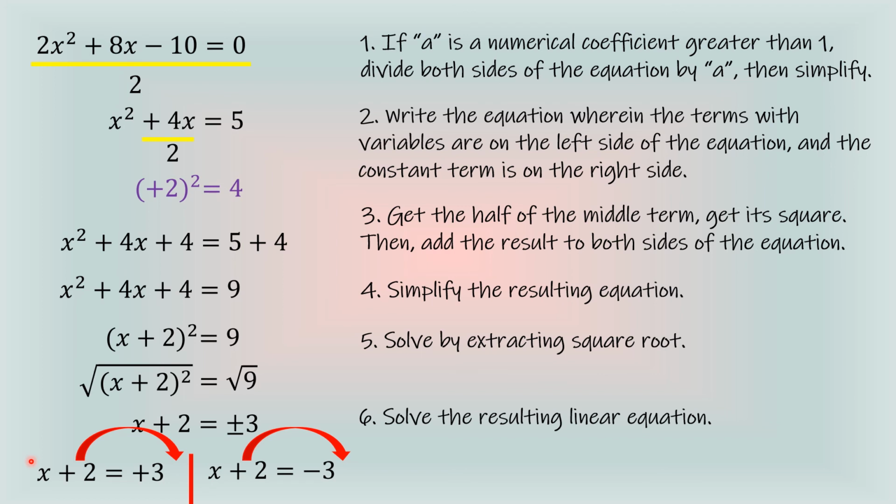So let us now solve the two values of x. X sub 1 is equal to positive 1. Positive 1 dahil positive 3 minus 2 is equal to 1. Again, magiging minus na yung 2 dahil tinranspose natin siya sa right side ng equation. Ganon din dito sa kabila. X sub 2 is equal to negative 5. Negative 3 minus 2 is equal to negative 5.